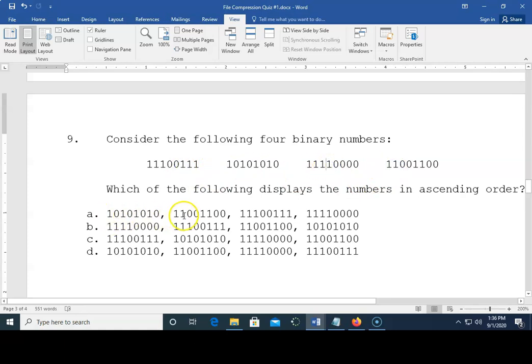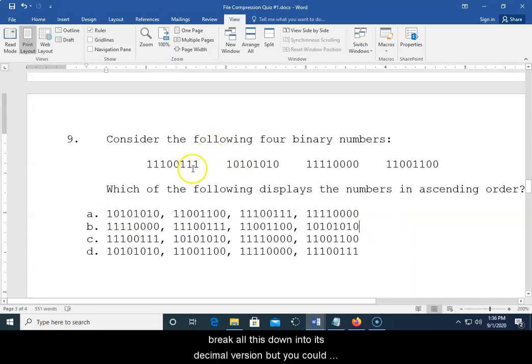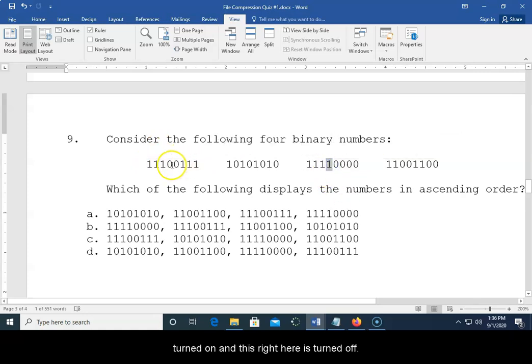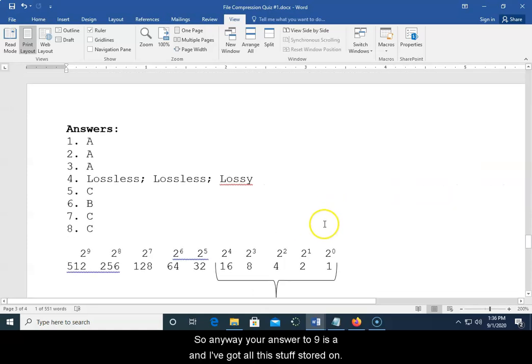So yep, your answer is going to be A here. And again, you could break all this down into its decimal version, but you could just do it how I just said. This number right here is greater than this number because this right here is turned on and this right here is turned off. So anyway, your answer to 9 is A.